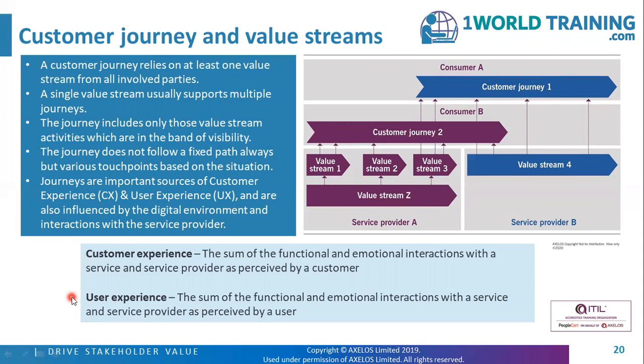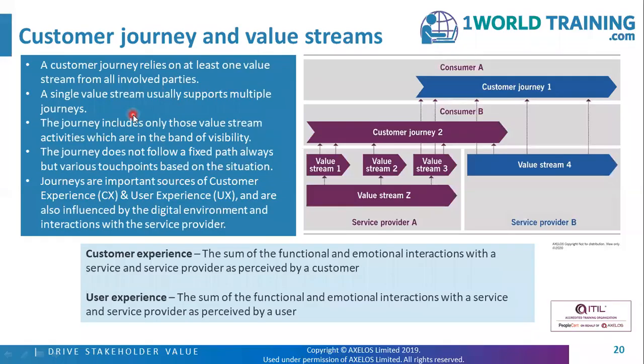Both of them are roles from the consumer organization. Another role from the consumer organization is the sponsor, who is responsible for the funding to consume the service. User experience is very similar to customer experience, however, it's from the user's perception.